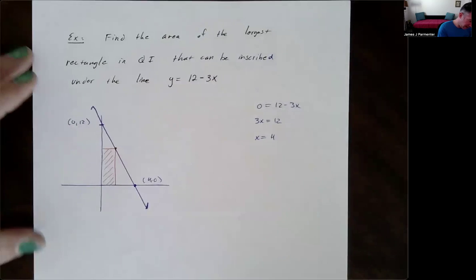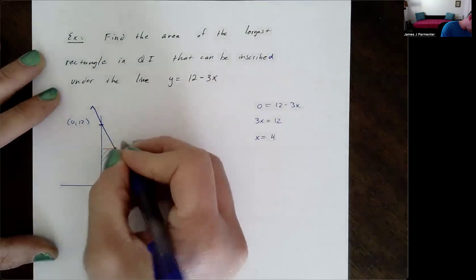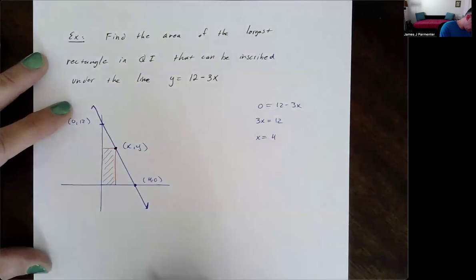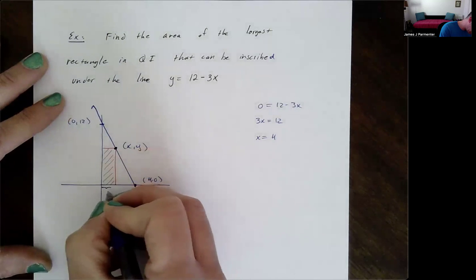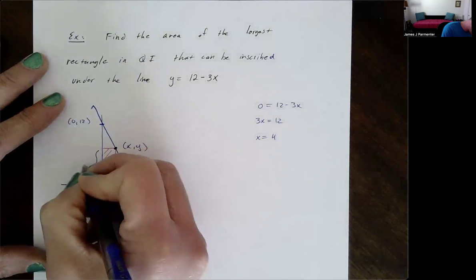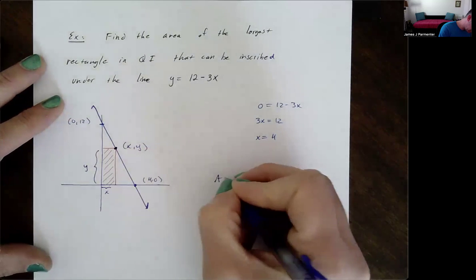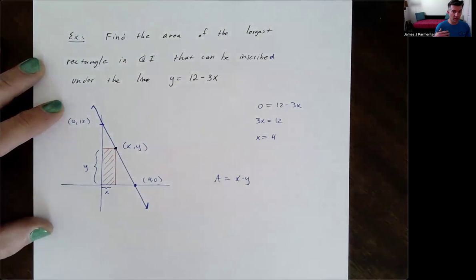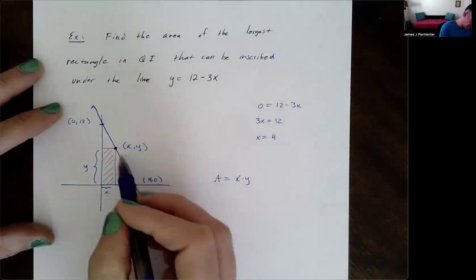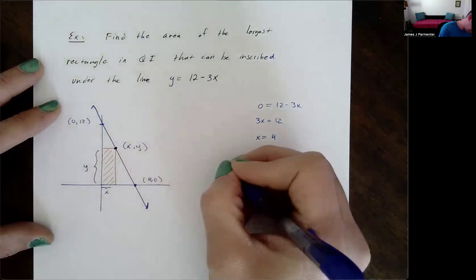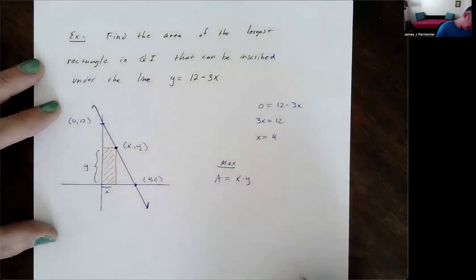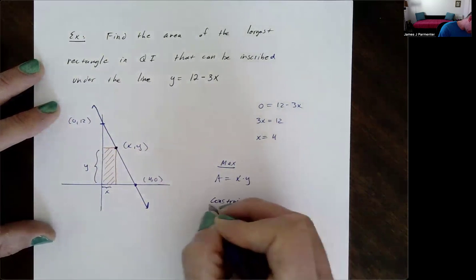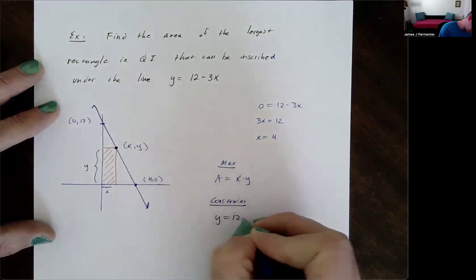All right, so I don't know what this point is here, so I'm just going to give it a name. I'm going to call it x comma y. And I know that if this is x, it means we've gone over x, and this is y, we've gone up y. So our area is equal to x times y. That's what we're trying to maximize. And in this case, our constraint is the fact that this point is on the line. So we're trying to maximize area equal to x times y. Our constraint is the fact that y is equal to 12 minus 3x.